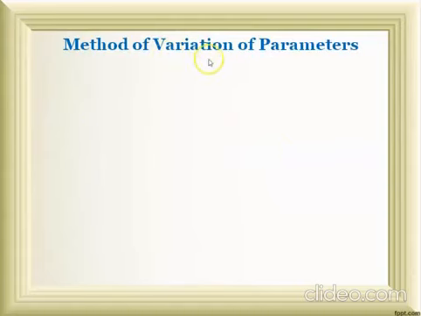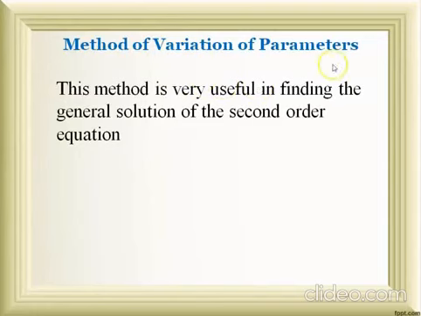In this lecture, we are going to discuss the method of variation of parameters. Shortly, we call it the MVP method. In particular, this method is very useful for finding the general solution of a second order equation.